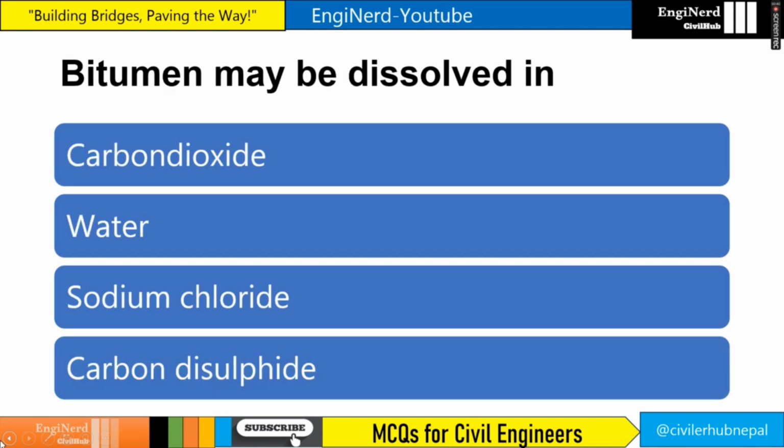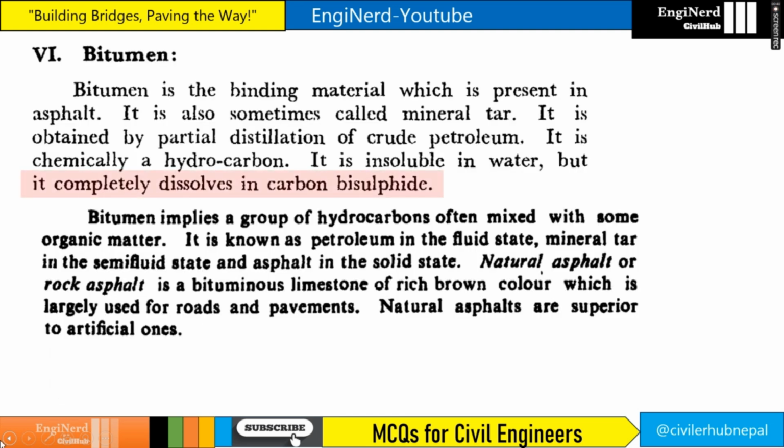Bitumen may be dissolved in carbon dioxide, water, sodium chloride, carbon disulfide. So if you see here, bitumen completely dissolves in carbon disulfide, right? And another thing you need to remember is bitumen implies a group of hydrocarbons often mixed with some organic matter. And another important point is it is known as petroleum in the fluid state, mineral tar in the semi-fluid state, and asphalt in the solid state. This is important.